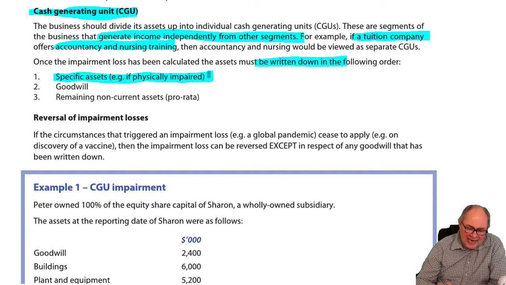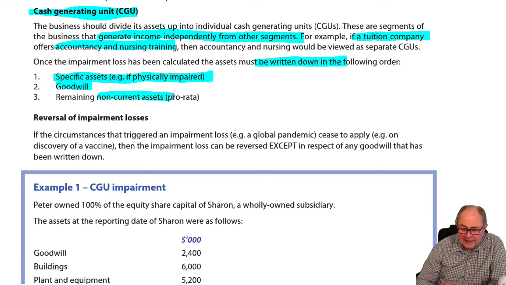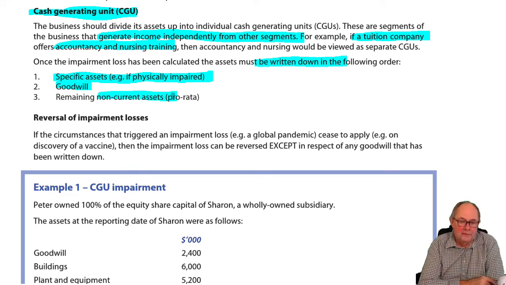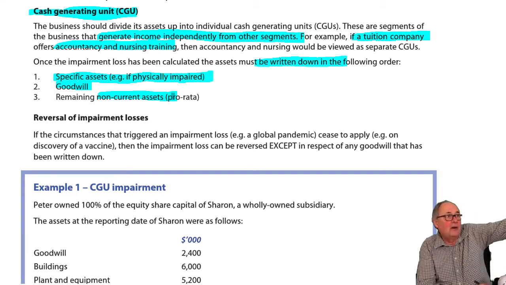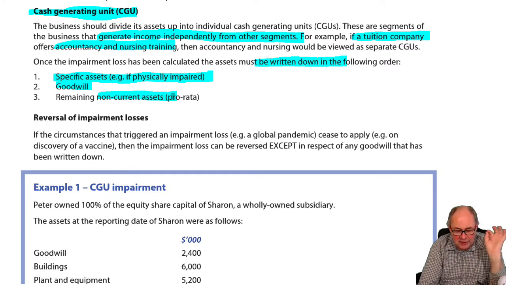Secondly, if there's any goodwill in the cash generating unit, that goes second. And thirdly, the rest of the non-current or fixed assets. It's only the non-current or the fixed assets. Again, current assets are already at lower of cost and net realisable value, so it's just the non-current assets that will get written down.